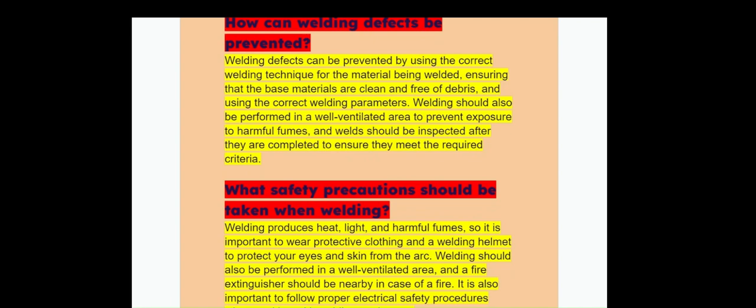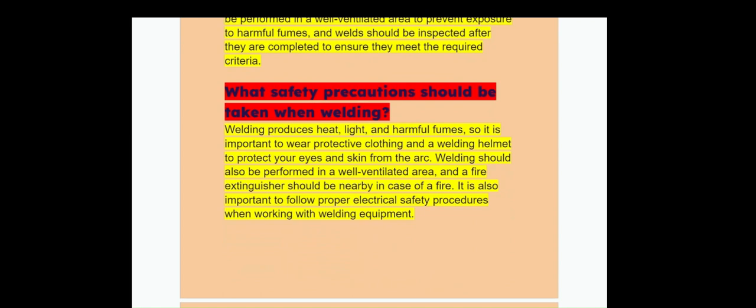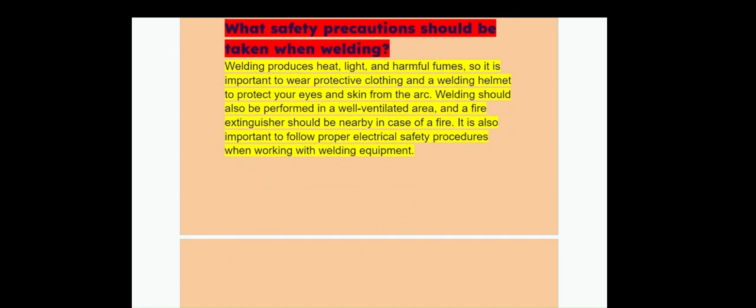What safety precautions should be taken when welding? Welding produces heat, light, and harmful fumes, so it is important to wear protective clothing and a welding helmet to protect your eyes and skin from the arc. Welding should also be performed in a well-ventilated area, and a fire extinguisher should be nearby in case of a fire. It is also important to follow proper electrical safety procedures when working with welding equipment.